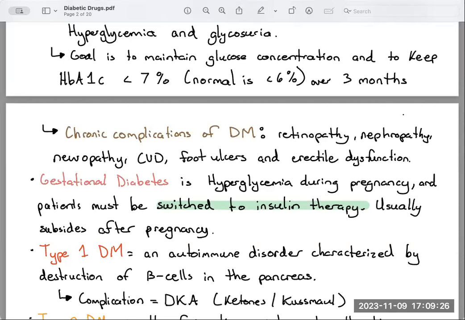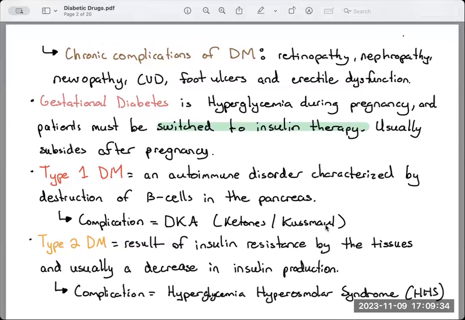And that's something really, really important to know because it does relate to pharmacology and it can be on your exam. Now, potential problems that you can get with diabetes include problems with your vision, a retinopathy, nephropathy, or problems with the kidneys.